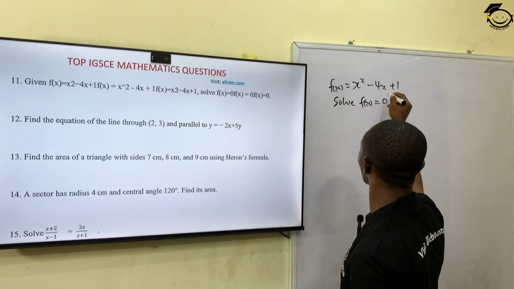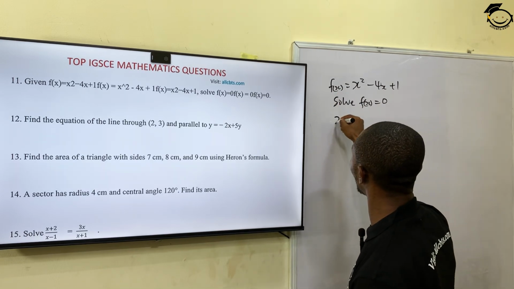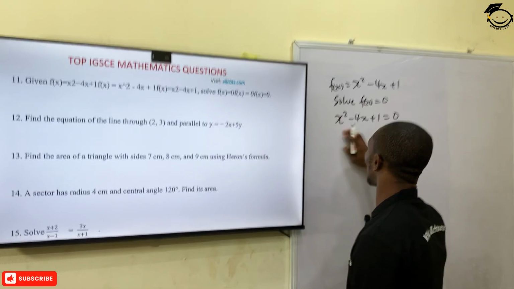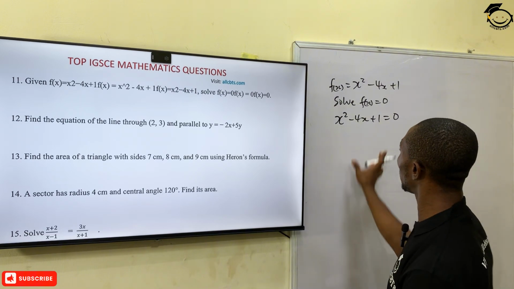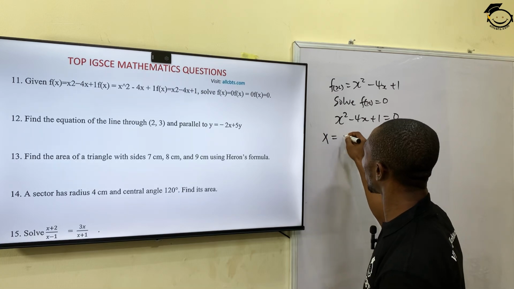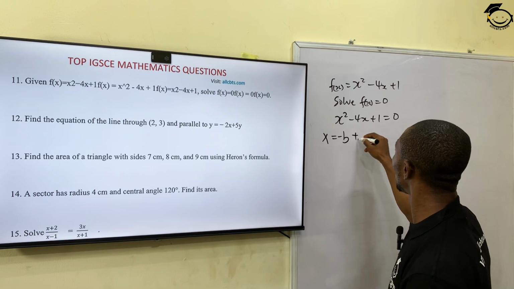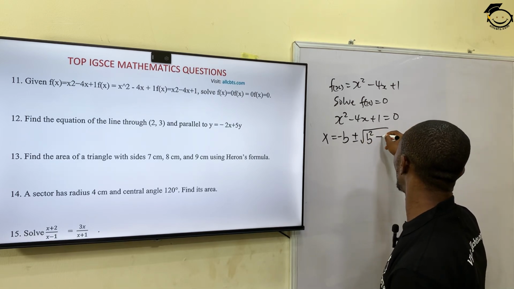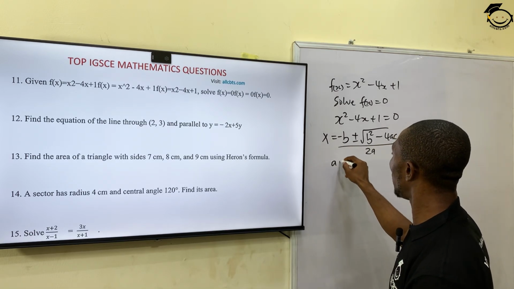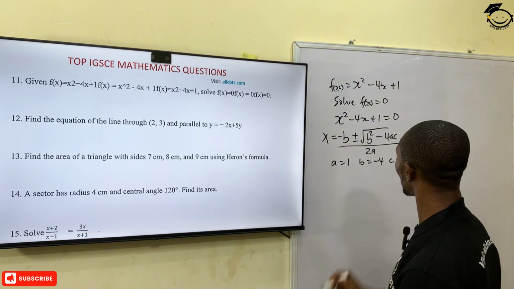Given that f of x equals x squared minus 4x plus 1, it says solve f of x equals 0. That means our equation will be equal to 0. So we have x squared minus 4x plus 1 equals 0. Now we know that this is a quadratic equation. Using the quadratic formula, minus b plus or minus root b squared minus 4ac all over 2a, where a equals 1, b equals minus 4, and c equals 1.